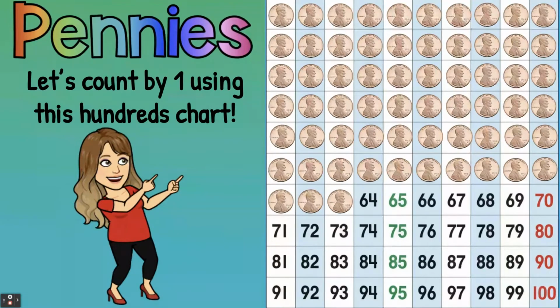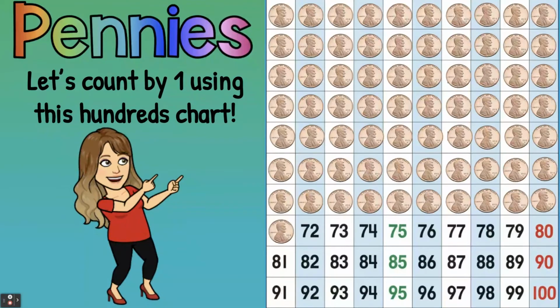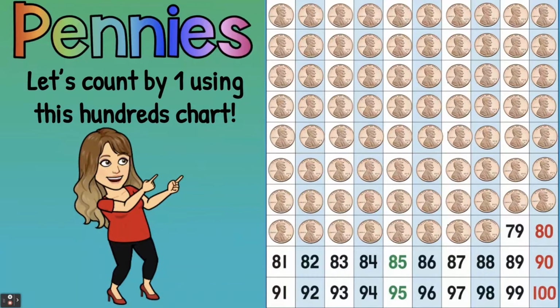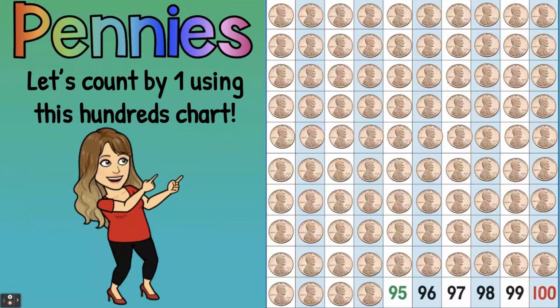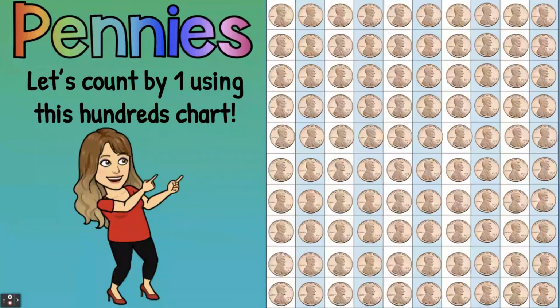61 through 70, 71 through 80, 81 through 90, 91 through 100. So 100 pennies equals 100 cents or $1.